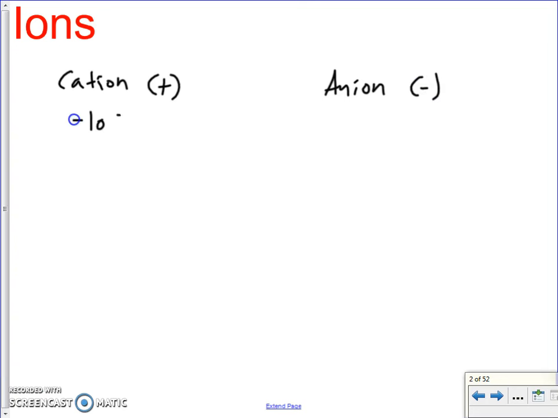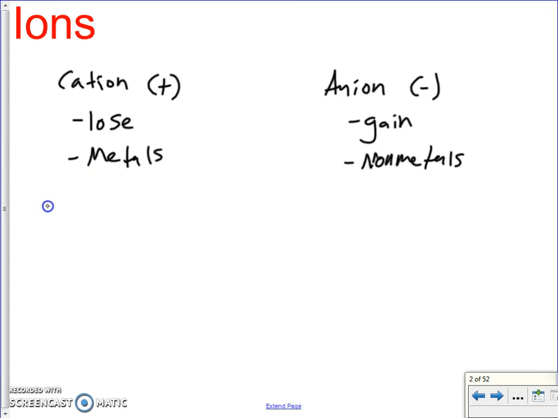Remember, cations are positive, anions are negative. Cations are positive because they lose electrons. Anions are negative because they gain electrons. Remember, with cations, these are our metals, and anions are our nonmetals. Whoops, nonmetals. Okay.